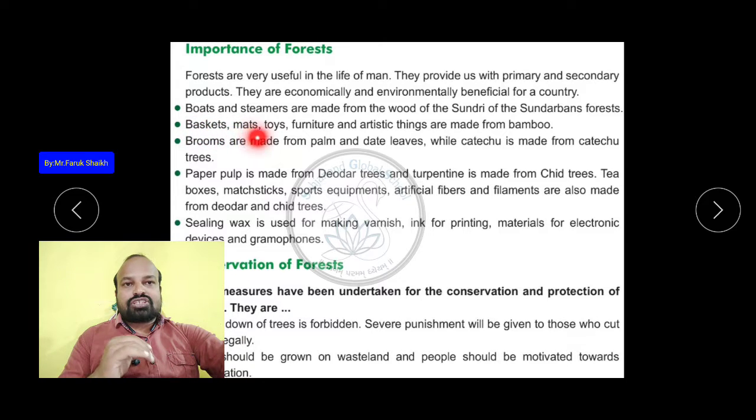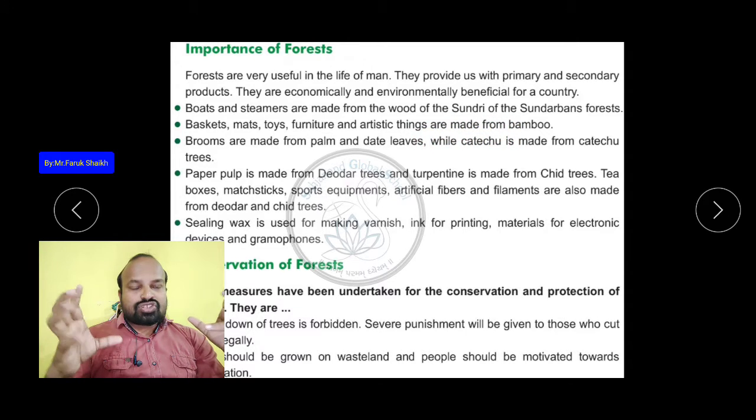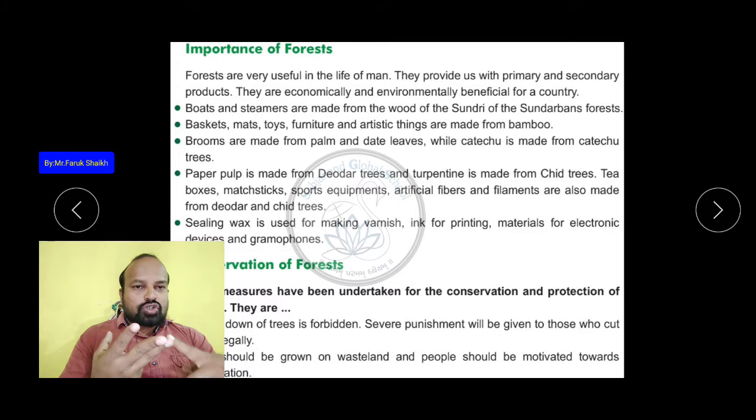Baskets, mats, toys, furniture, and artistic things are made from the bamboo. In Hindi, it is called the bans. So from these trees, the baskets, mats, toys, furniture, and the artistic things are made from the bamboo tree or the bamboo wood. Brooms are made from the palms and the date leaves, while katechu is made from katechu trees.